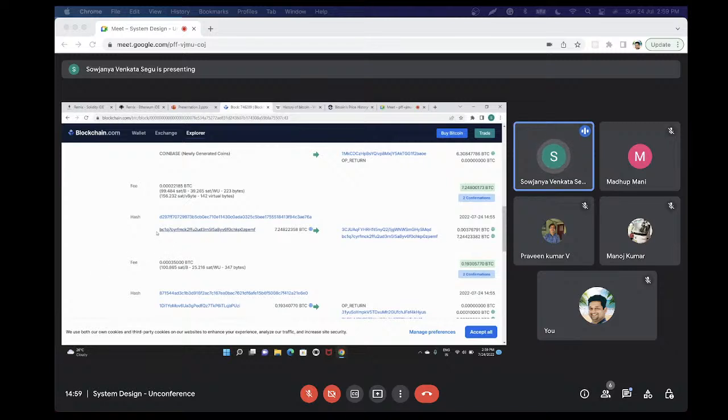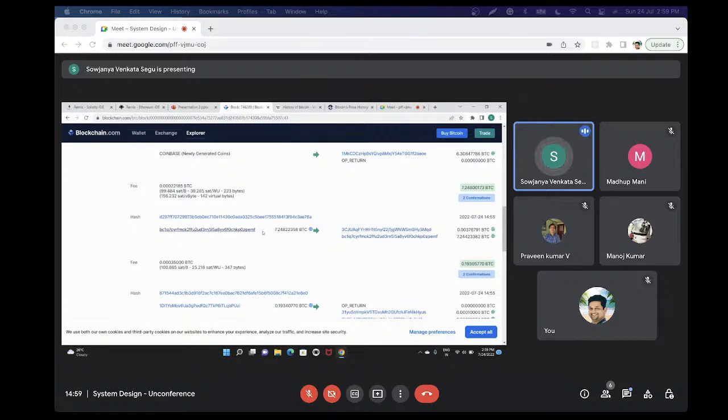Funds are taken from this address, which is 7.24 bitcoins, and then these are transferred. 7.24 change is transferred to this, and the rest is transferred to this address. If we observe, this address and this address are the same, which means this person is transferring 0.003 to someone, and the rest is transferred to the same person.